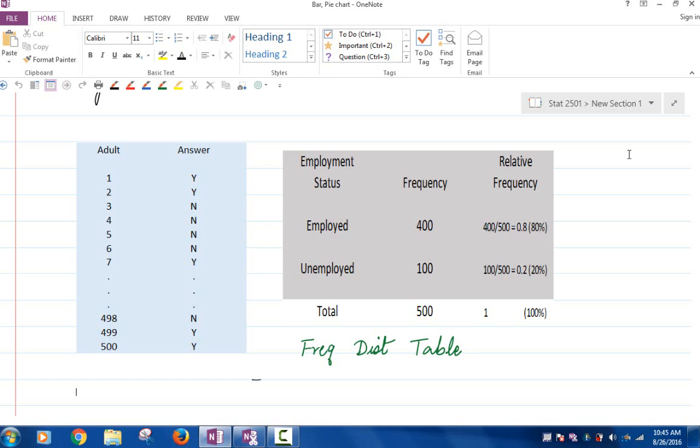So those are the frequencies of the two categories, and the total frequency will be 500. And then the relative frequencies will be 400 over 500, 100 over 500, right? So you got 80% said yes, employed, and 20% said no, unemployed. So that's a frequency distribution table again.